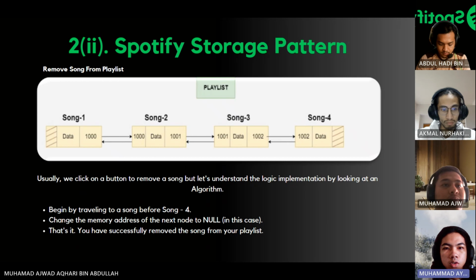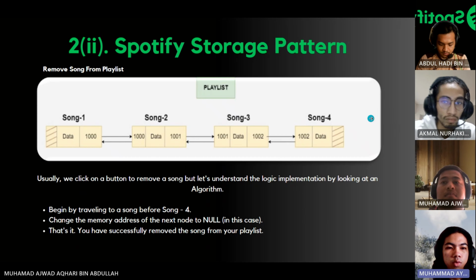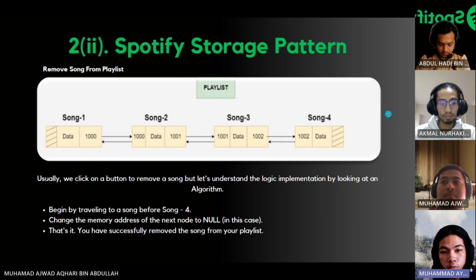So we move to song 3. Next, change the memory address of the next node to null. That's it. You have successfully removed the song from your playlist. Let's see the output of the Spotify storage pattern when we have already removed it. So go to the next slide.